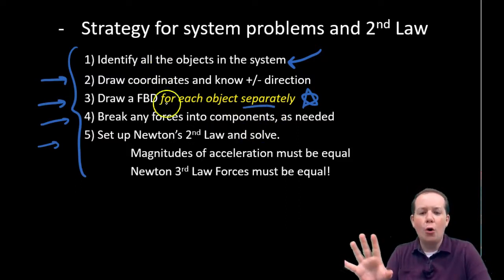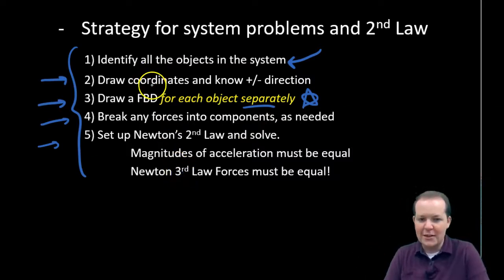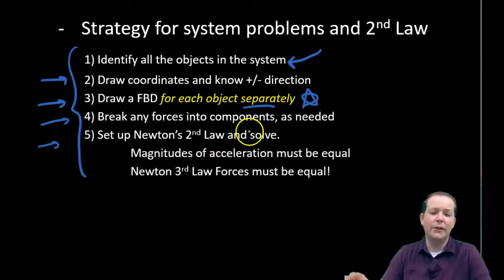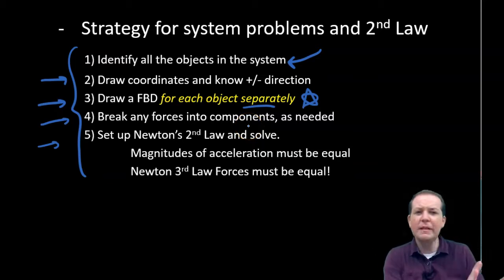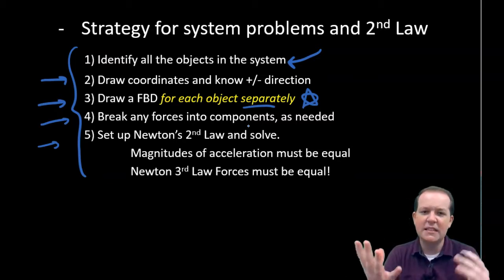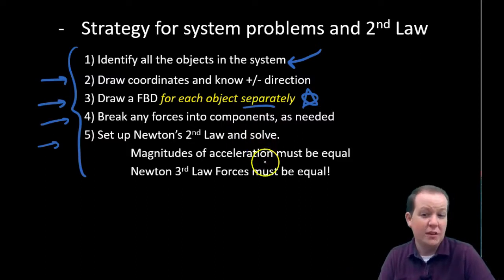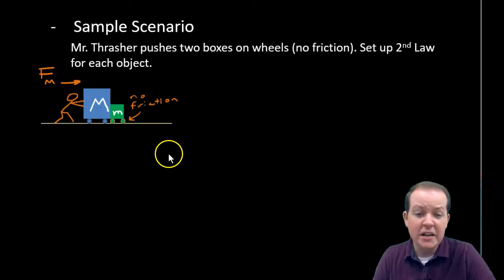So do all these things for each individual object. A free body diagram for each object. Break the forces down for each object. Set up Newton's second law for each object. Can these be long math problems? Absolutely. But they shouldn't be terribly difficult because it's the same stuff, the same onions that we've been chopping since the very beginning of this sequence of videos. And then those helpful hints I had: the accelerations are going to be the same, and any third law forces are going to be the same. Okay, let's get into the onion chopping bit.